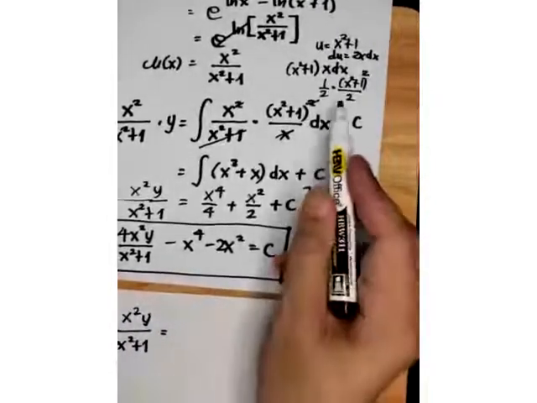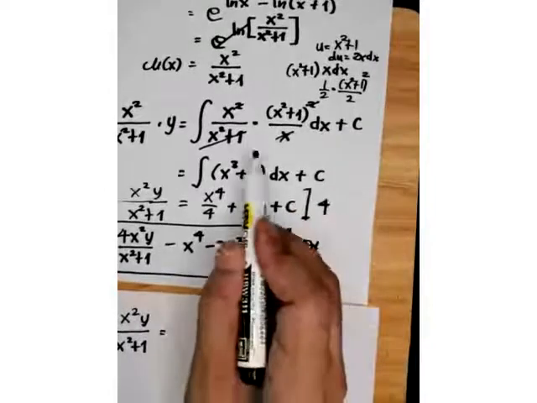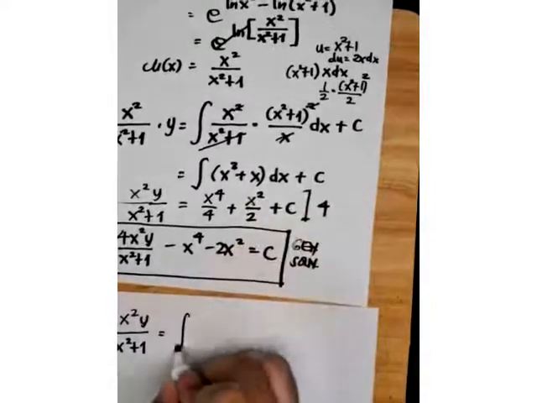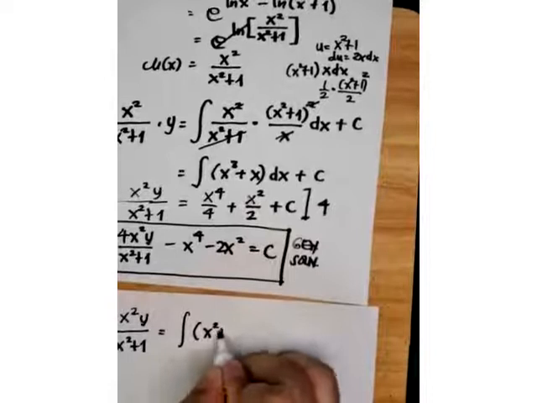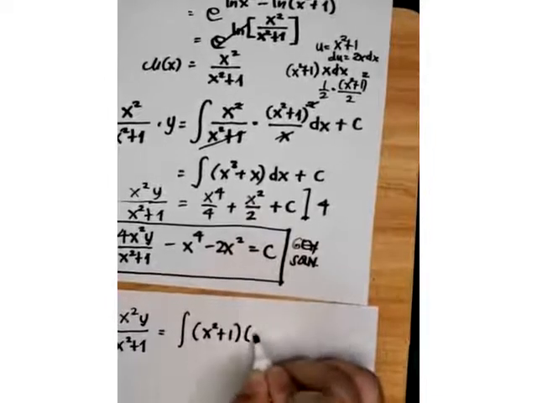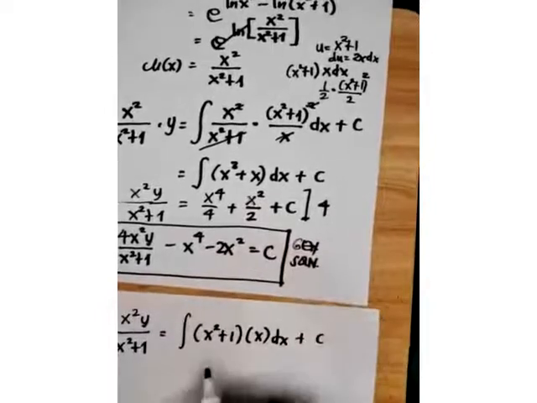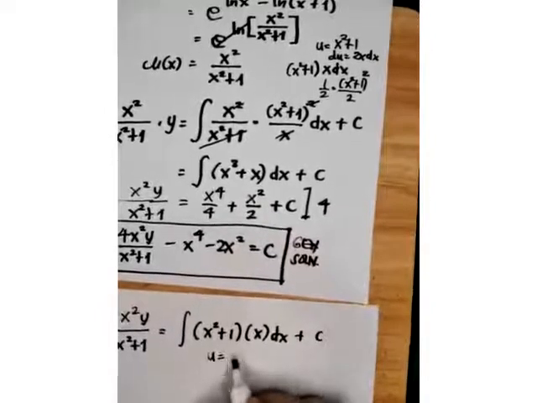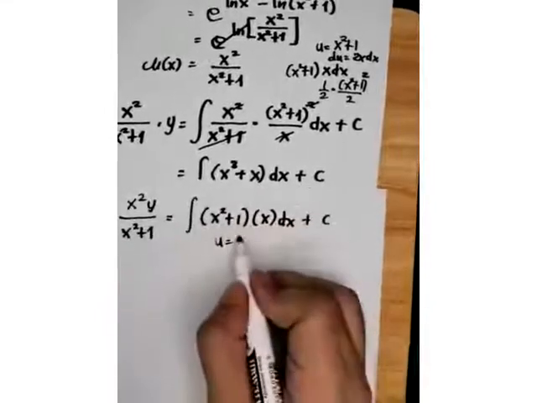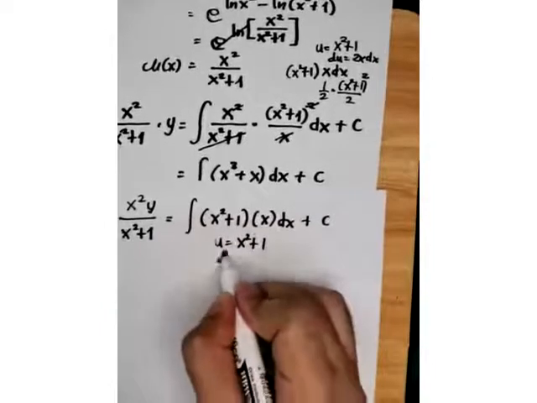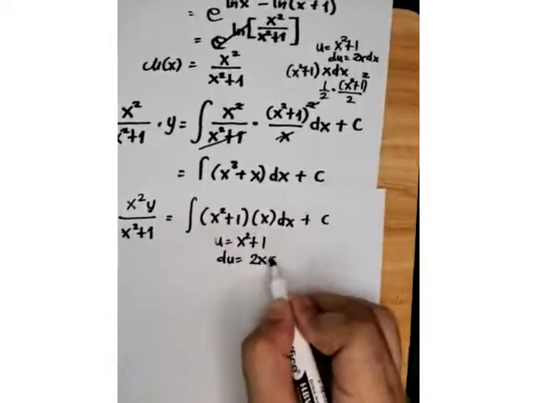Ayan, pwede naman natin siyang gawin ganito. So, ipa-power rule natin: x squared plus 1 times x dx plus c. Okay, ang u natin dito ay x squared plus 1 at ang du ay 2x dx.